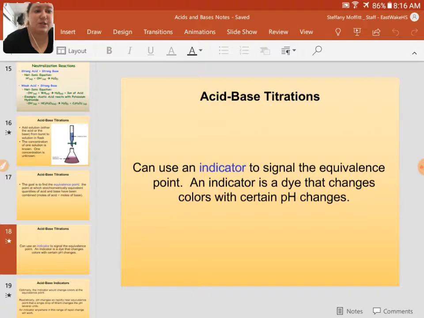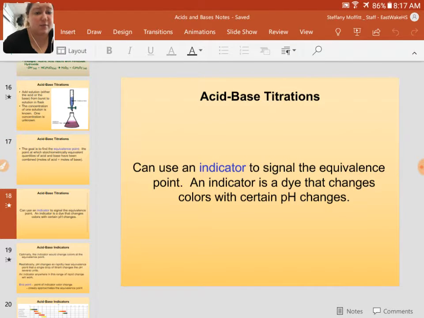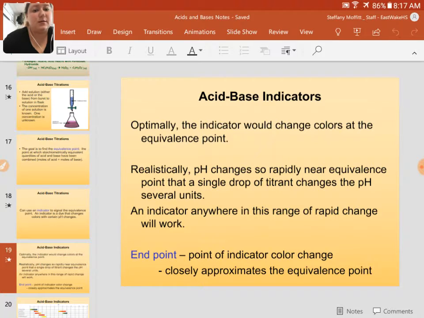We use an indicator to signal when that equivalence point happens. Usually it turns a certain color when the pH changes. So for phenolphthalein, when the equivalence point occurs, you will see it turn pink, and it'll be very, very light pink at that equivalence point. If you go past it, then it's a bright pink. So the goal is to be very, very light pink, and it stays.